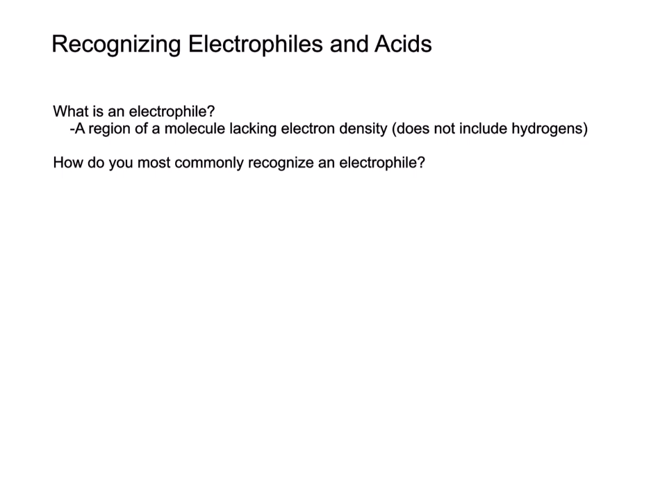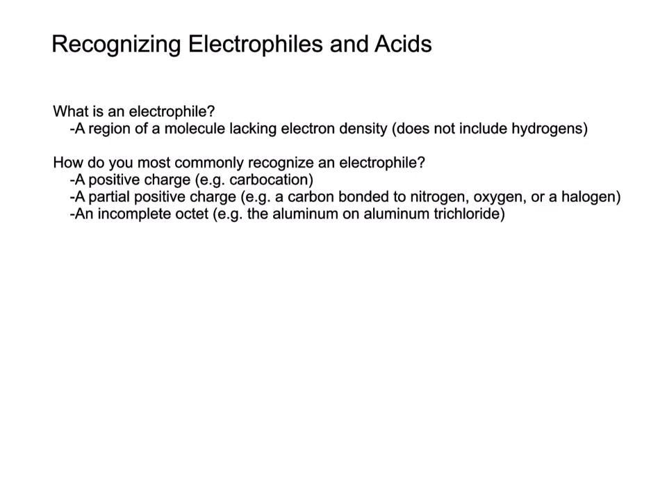Now, how do we most commonly recognize an electrophile? Unlike with nucleophiles, which like to advertise themselves with a lone pair, negative charge, or pi bond, electrophiles are a lot more subtle. The exception, of course, is with the positive charge. If we have a carbocation, for example, we will see that positive charge on the electrophile. Other than that, however, we need to be a little more discriminatory in what we're looking at.